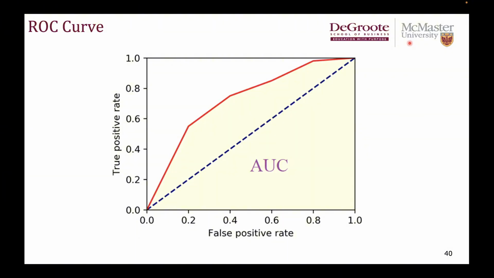Right? So question, if we have a higher AUC score, do you think it's indicating good performance or bad performance? Do we want the AUC score to be high or low? So what do you think?